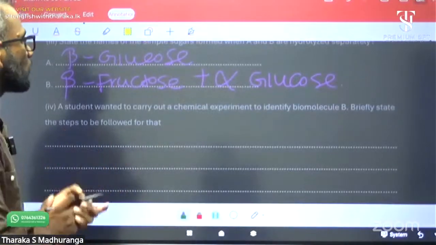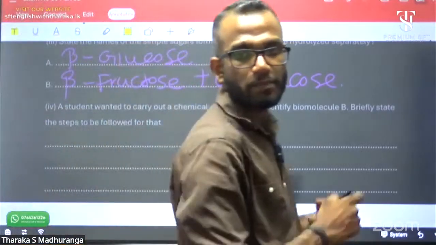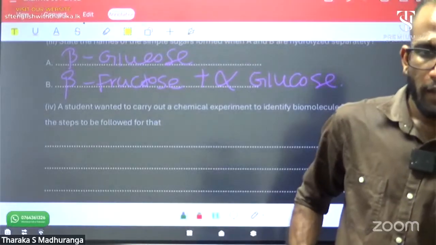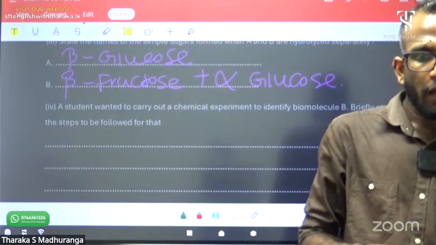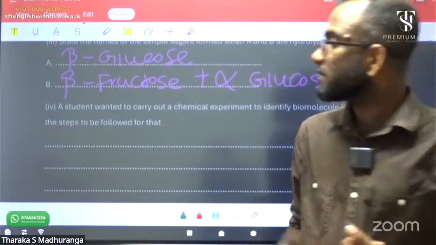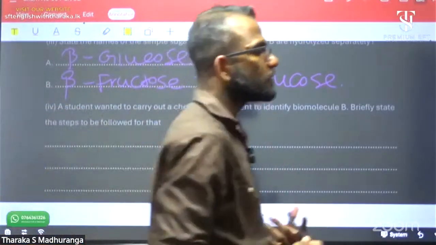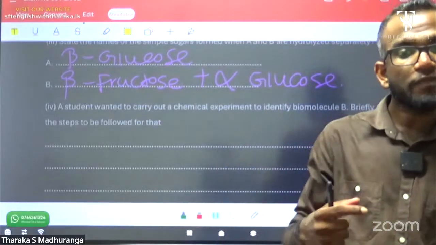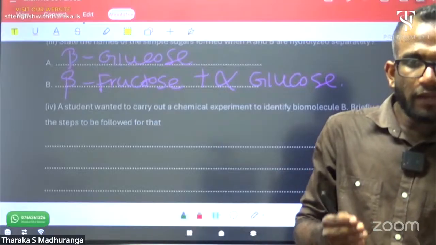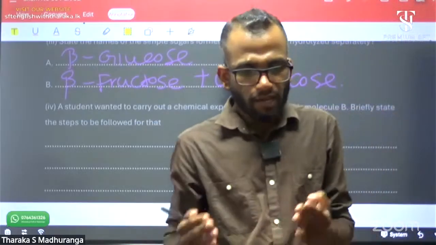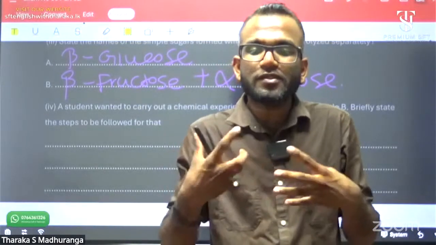A student wanted to carry out a chemical experiment to identify biomolecule B. Biomolecule B is sucrose. Is it a reducing sugar or not? Reducing sugar means all monosaccharides and disaccharides like maltose and lactose. Non-reducing sugars are not simple sugars.